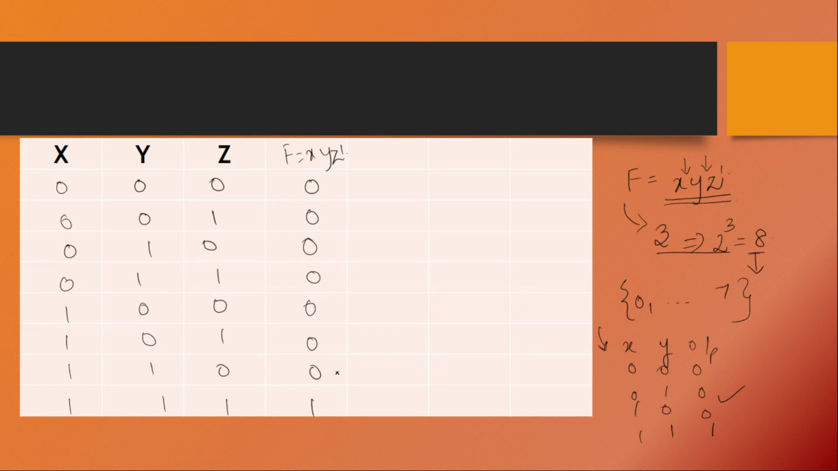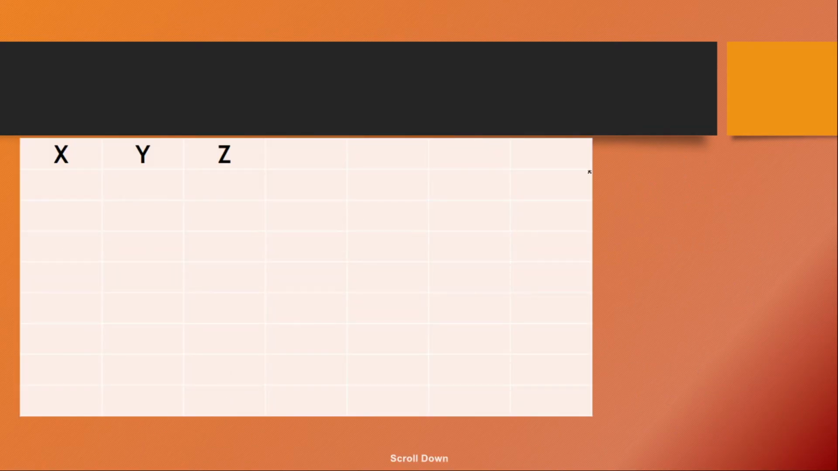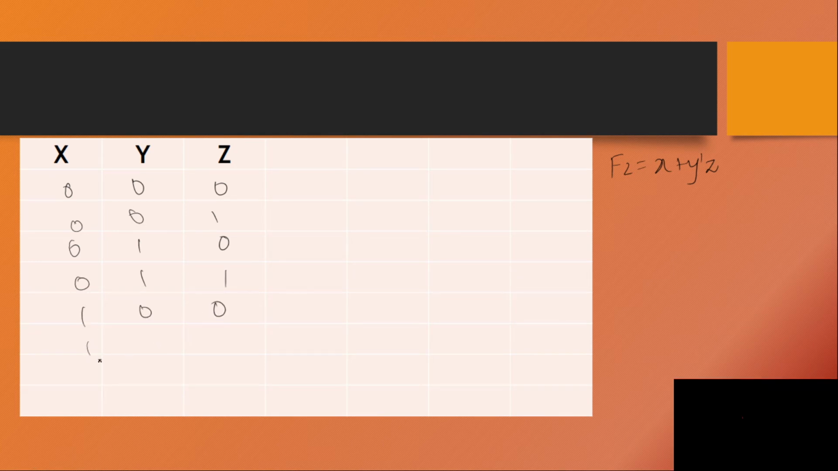So moving to the next one, we have x plus y dash z. Let's try to understand this. Function f2 is x plus y dash z. So I have again three inputs x, y, z. What I do is I'll just write all the combinations: 0 0 0, 0 0 1, 0 1 0, 0 1 1, 1 0 0, which is 4, 1 0 1, which is 5, 1 1 0, which is 6, and finally 1 1 1.